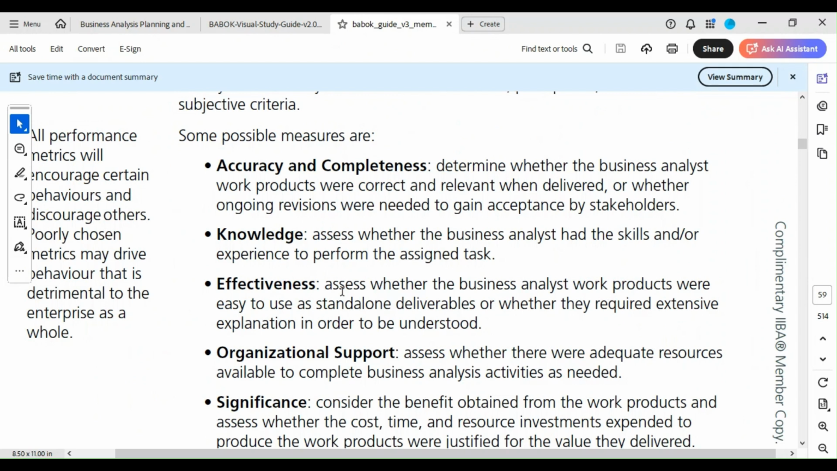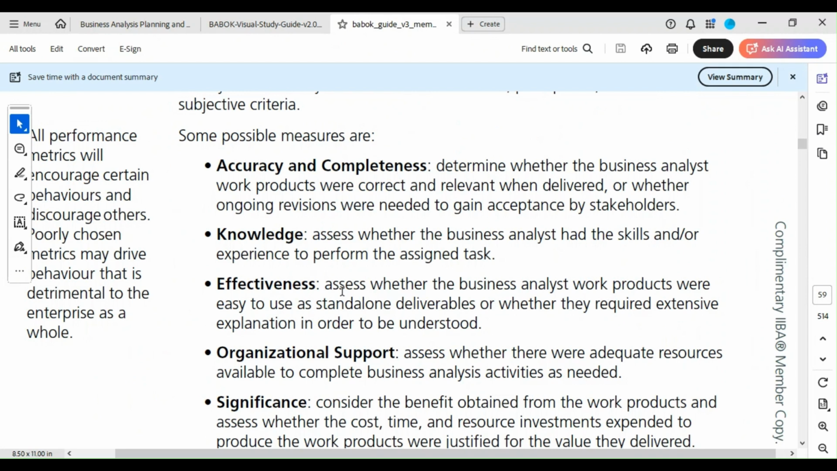So some possible measures are accuracy and completeness. For this, you determine whether the business analyst work products were correct and relevant when delivered, or whether ongoing revisions were needed to gain acceptance by stakeholders. So you are looking at the accuracy. Is that what we've done, is it accurate? Did we even get business acceptance, stakeholders' acceptance, before moving on?